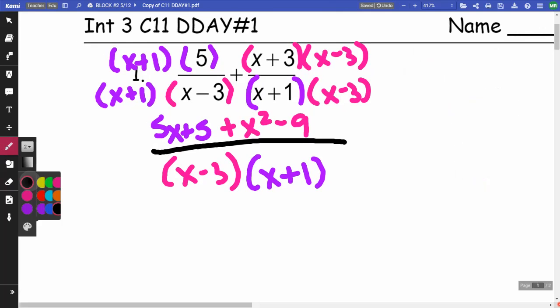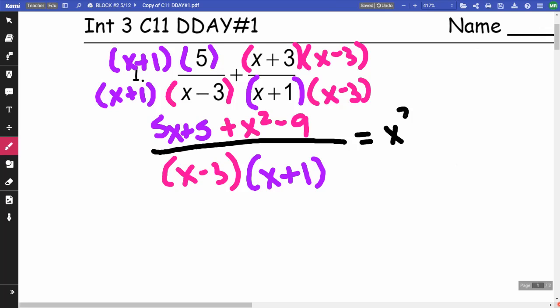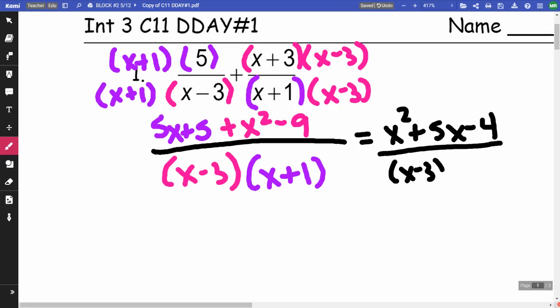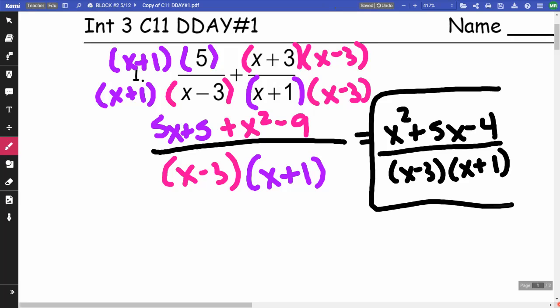So now I'm going to combine like terms here on top. So I'm going to have x squared plus 5x minus 4 over x minus 3, x plus 1. We want to see if it is factorable. And so if we look here, what multiplies to -4 and adds to a 5. Since it's a -4, I'm going to need one of them to be positive, one of them to be negative. There's no way for that to combine and get a 5 if they have to be different signs. So it's not going to be factorable. And so this is your answer.